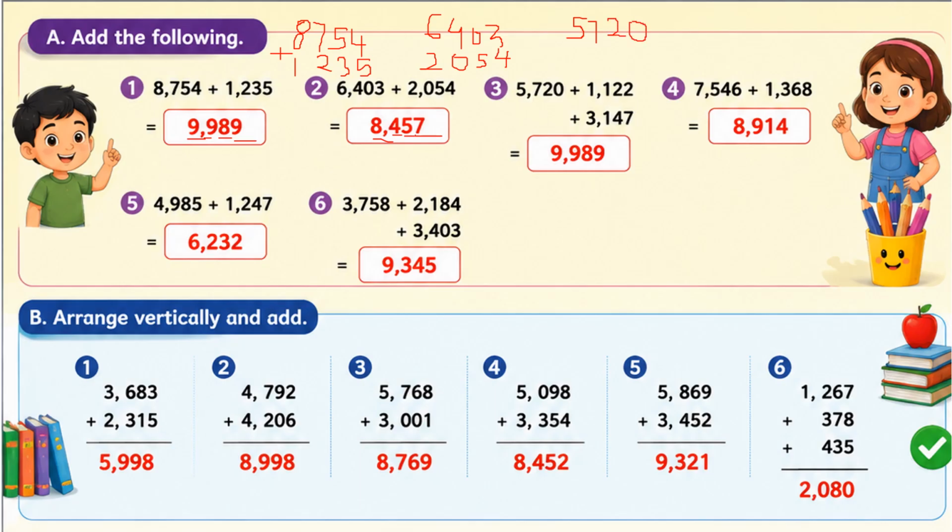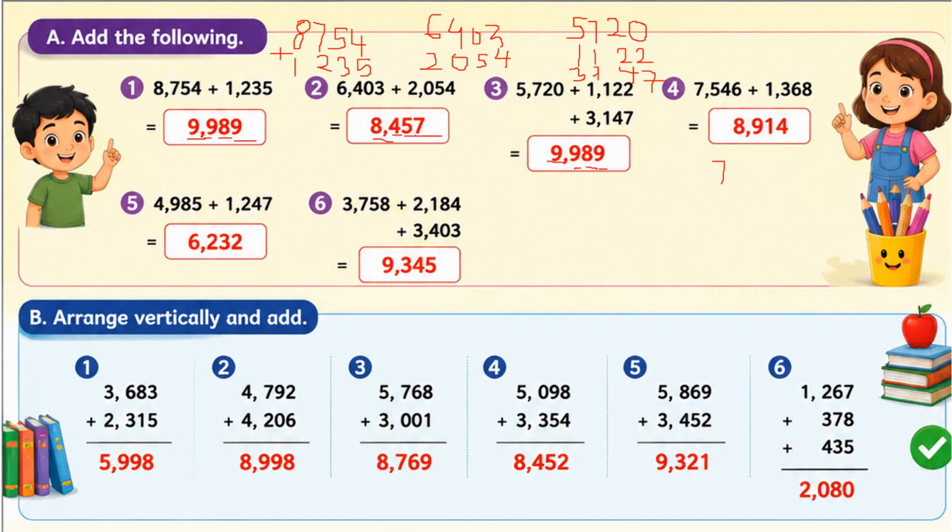5,720. Then 1,122 and 3,147. So let's count and add them all together. 7 plus 2, 9. 4 plus 2 plus 2 is going to be 8. Then we have 7 plus 1, 8 plus 1, 9. Then we have 5 plus 1, 6 plus 3, 7, 8, 9.